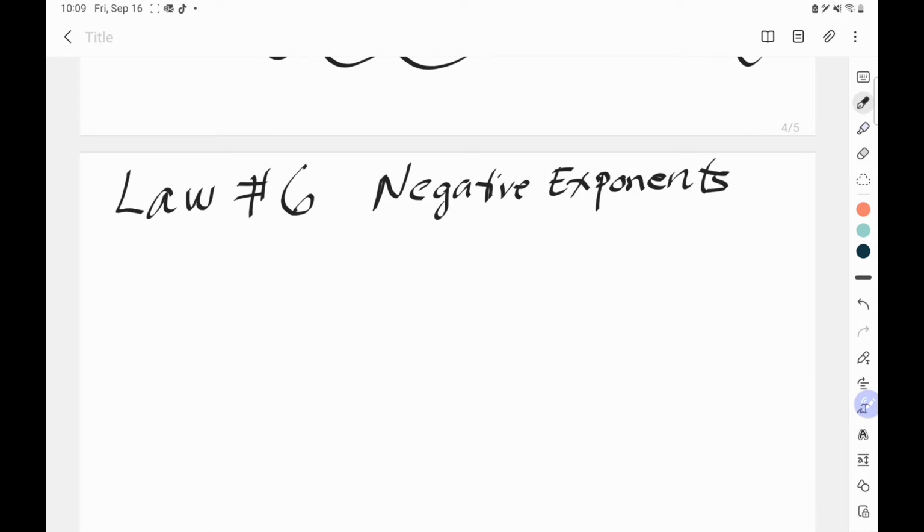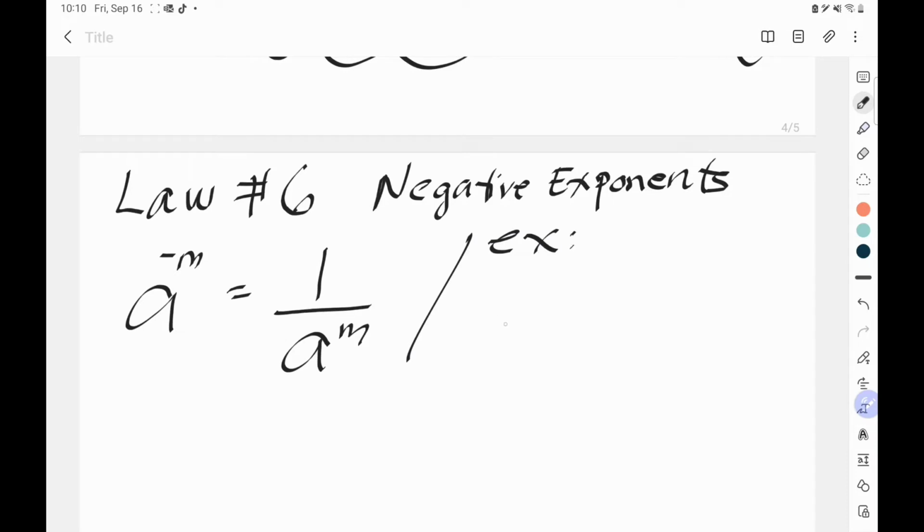Our sixth law is the negative exponent. So we just have to remember that for all numbers raised to a negative number, we just have to find the reciprocal of that particular number so that the exponent will become positive. Let's have this one as an example: a to the power of negative m is equal to 1 over a to the power of m. Let's try this one as an example: a to the power of, let's say, negative 3. That becomes 1 over a to the power of 3.